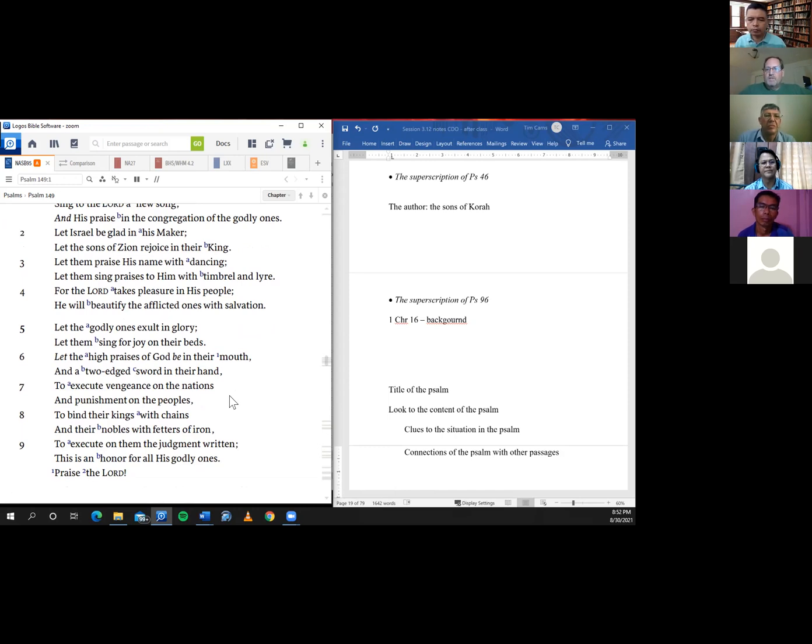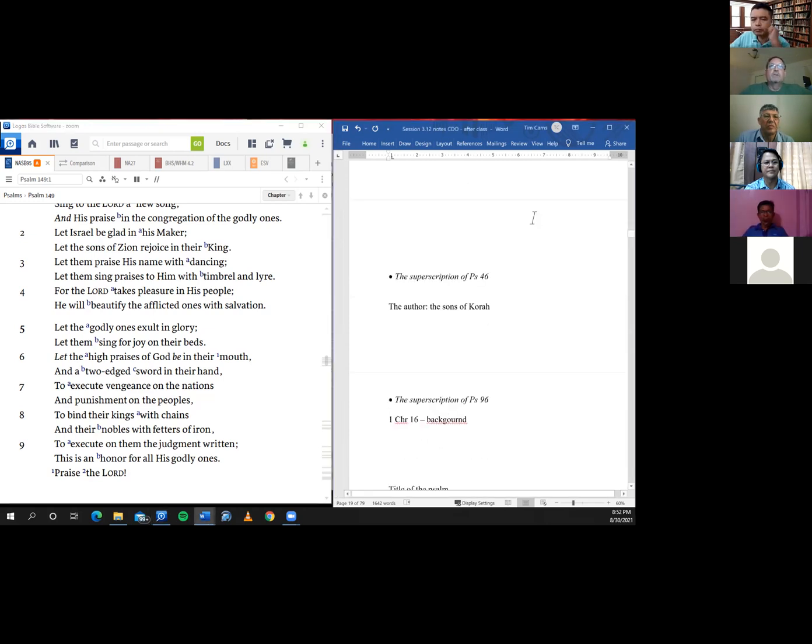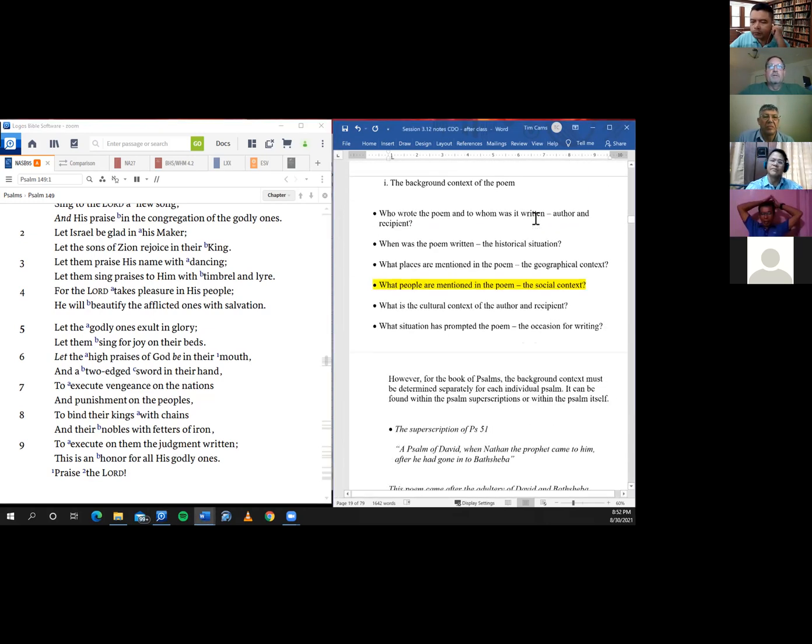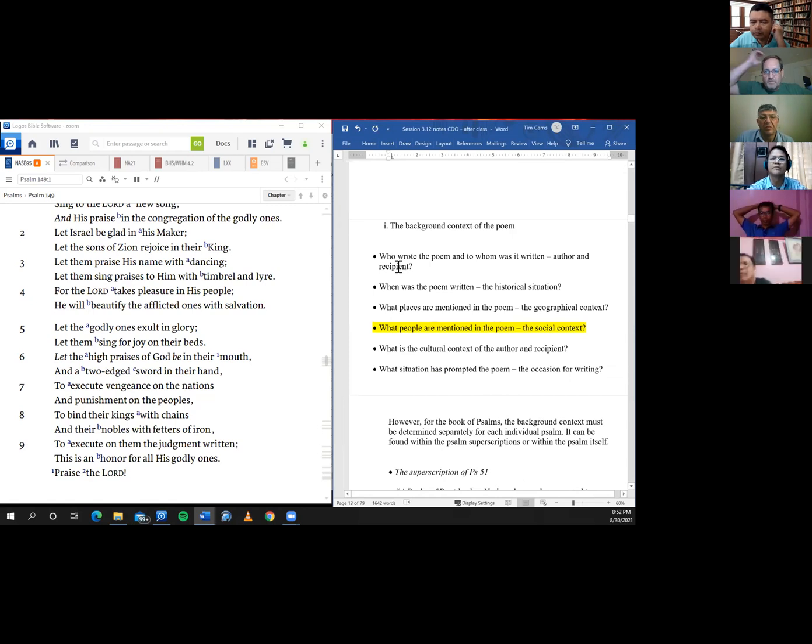So some psalms will have a lot of the background context and can answer a lot of these questions. But for some psalms, the only thing we may know is just the content of the psalm itself and its purpose. We may not know the author. We may not know the event. There may be no other people mentioned. There may be no other places mentioned. Okay.